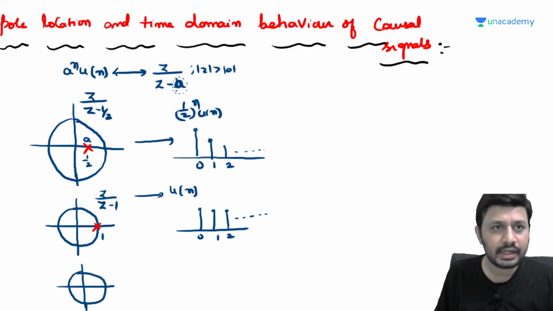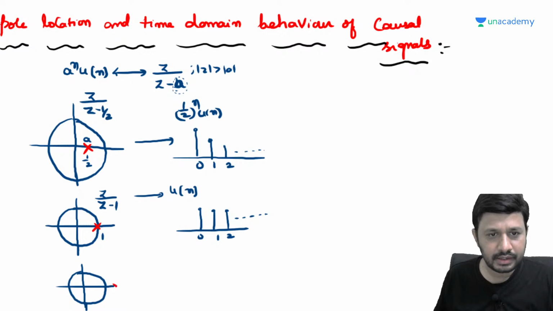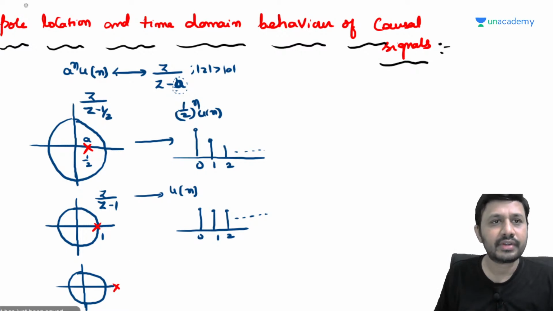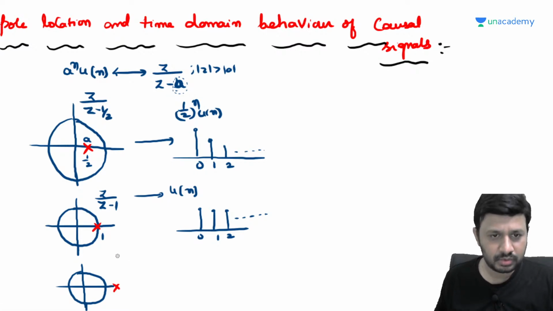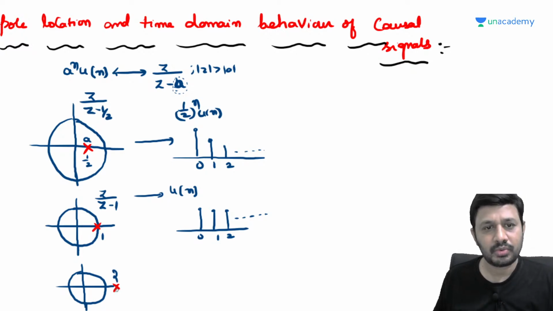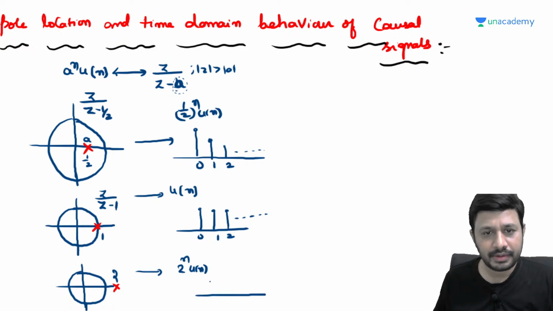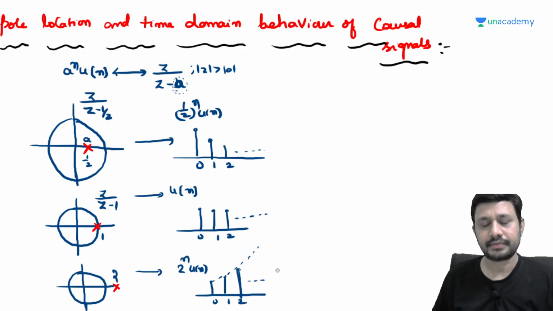In the third case, I'll move the pole here, outside the unit circle. Say this is 2. So here now my a value is 2. What will happen? The corresponding signal will be 2 power n u of n. 2 power n u of n will be a growing signal like this, an exponentially growing signal.